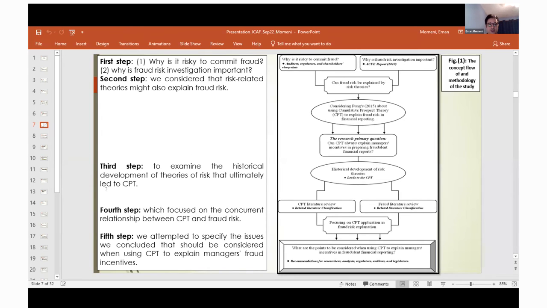In the third step, we examine the historical development, dividing our literature review into CPT literature review and fraud literature review. Then we ask a question about the application of fraud risk theory to explain CPT. At our final, fifth step, we conclude and make recommendations about the application of fraud risk theory and CPT in this paper.